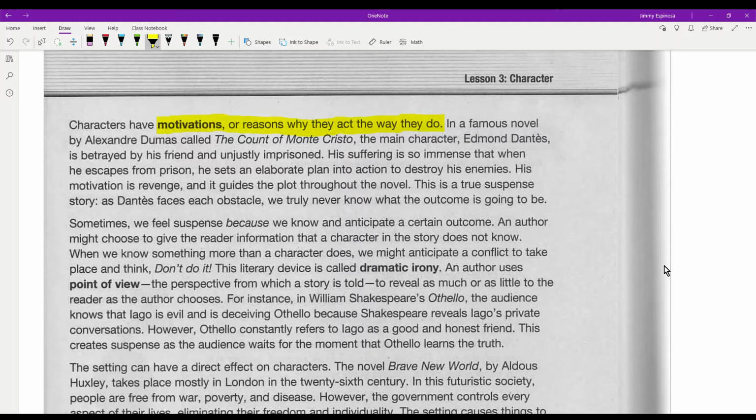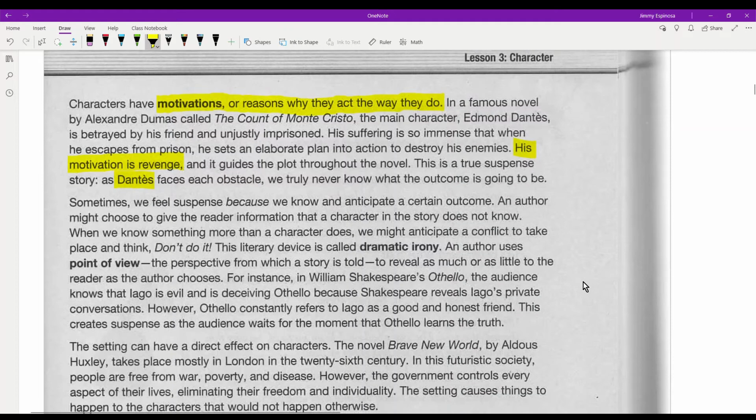So we can see that Dante, I'm going to go ahead and highlight Dante, that his motivation is revenge. Okay, so we can see that we can determine a character's traits through even characters' motivations.